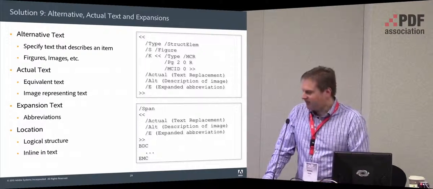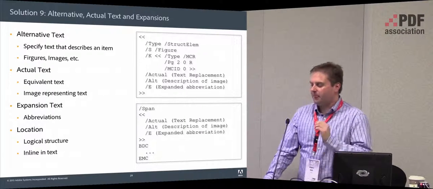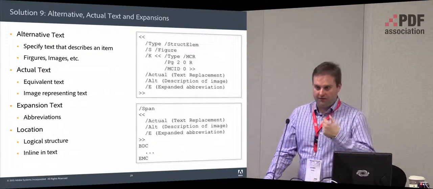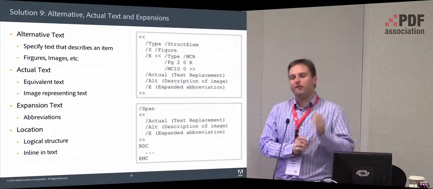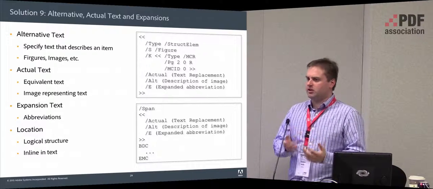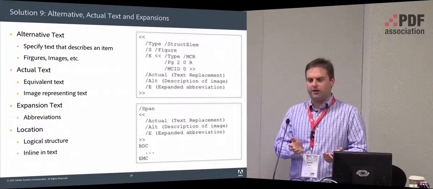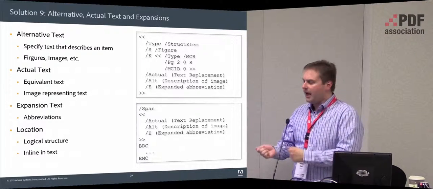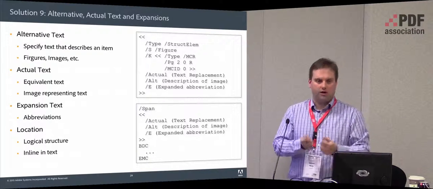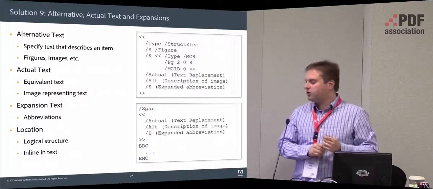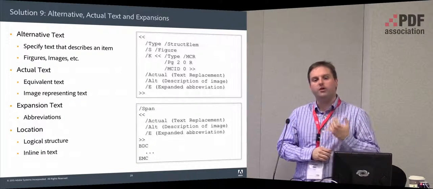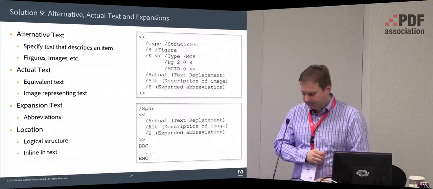Thank you. And so basically, all three of these properties can be applicable to any node. You don't have to choose one of these. But there are standard ways of processing them that consumers will follow. If I'm doing content extraction to a textual representation, I'll use the actual text. If I'm reading aloud to a user, I might choose to use the alt. I might use a combination of actual text and the expansion, depending on what the user wants to do with that content.